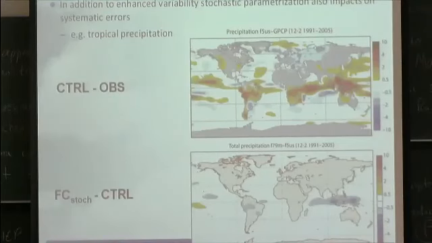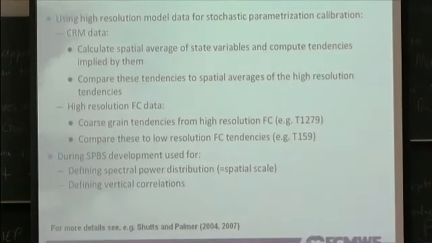You see, so in this region, the run with the stochastic forcing has less precipitation, and if you look here, that's exactly a region where there's too much precipitation in the control run. And also these other regions all have the opposite sign of the error in the forecast. So there is an impact on systematic error as well.